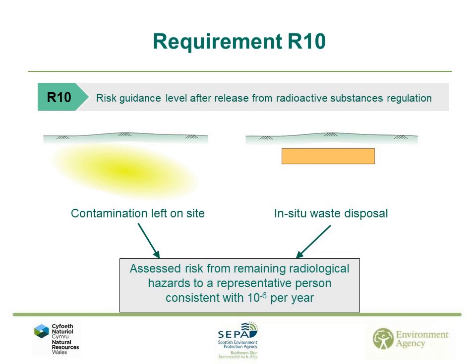Anybody working on a site after it is no longer subject to radioactive substances regulation would not be a radiation worker and would effectively be considered a member of the public. The risk guidance level applies to assessed risk from radioactive substances dispersed in the accessible environment due to the migration or uncovering of radioactive wastes or contamination by natural processes. The period for assessing these risks should be chosen to ensure that peak risks are considered.